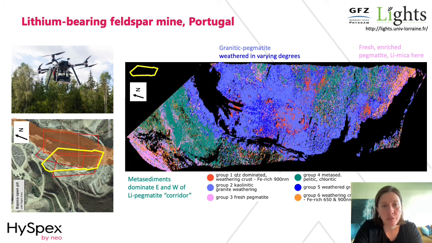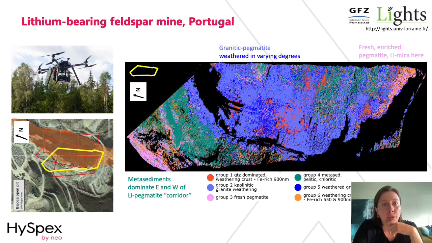It's not completely fresh, which means it's weathered in varying degrees. And this is shown by these 2 blue groups. So we have kaolinitic granite weathering going on here. And then we have the metasediments on the sides. And then here at the edge of this overflight, you can see that that's at the edge of the open pit or the mining activity. We still have the enriched pegmatite and lithium-richer pegmatite here with mica.